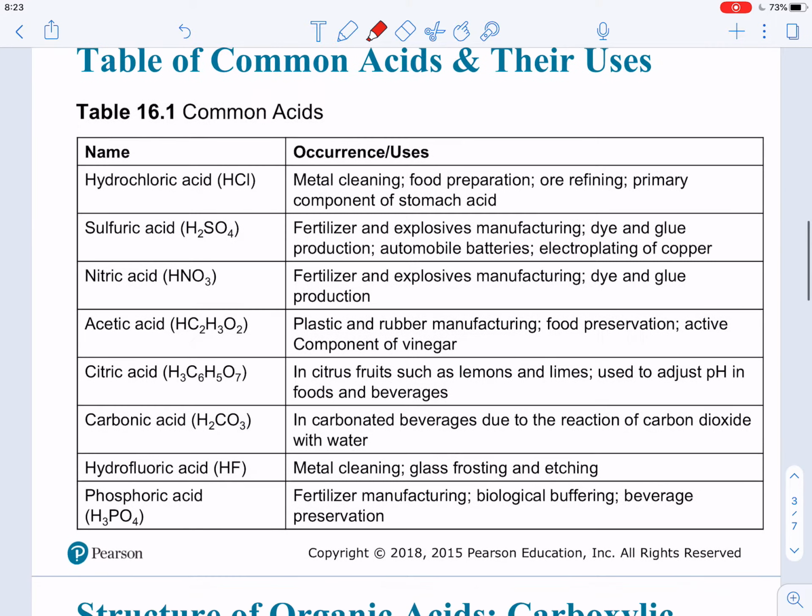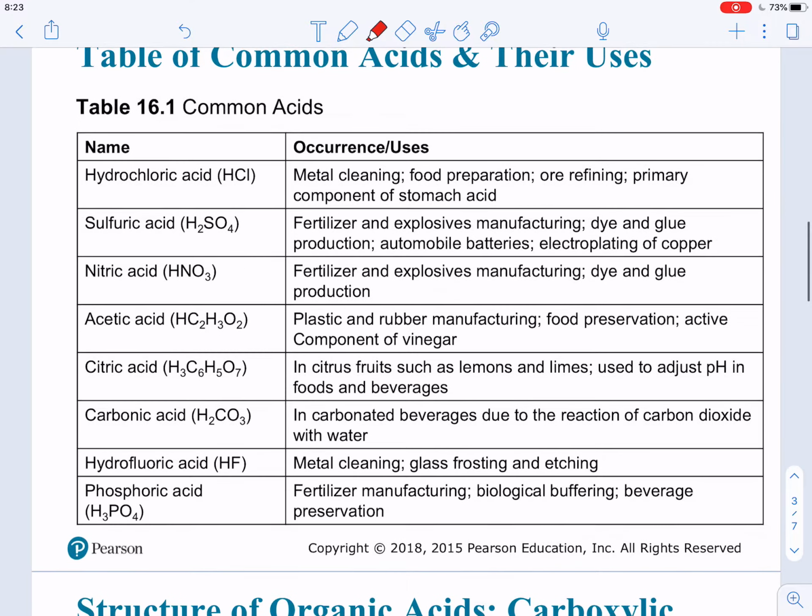Common acids with uses that we can encounter in everyday life: hydrochloric acid. Normally you find that in cleaning solutions. And that's the acid that is in your stomach. So your stomach is pretty corrosive, and it has to be so that you can digest foods, right?